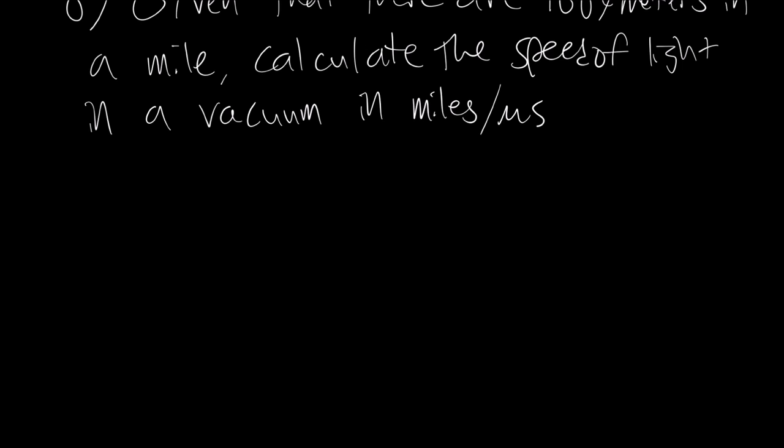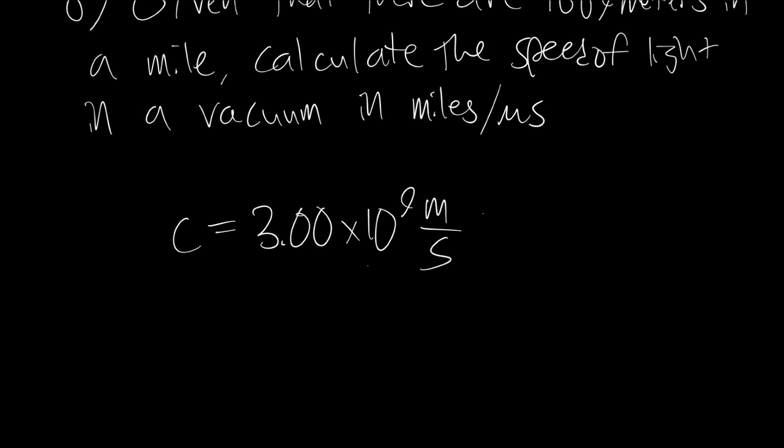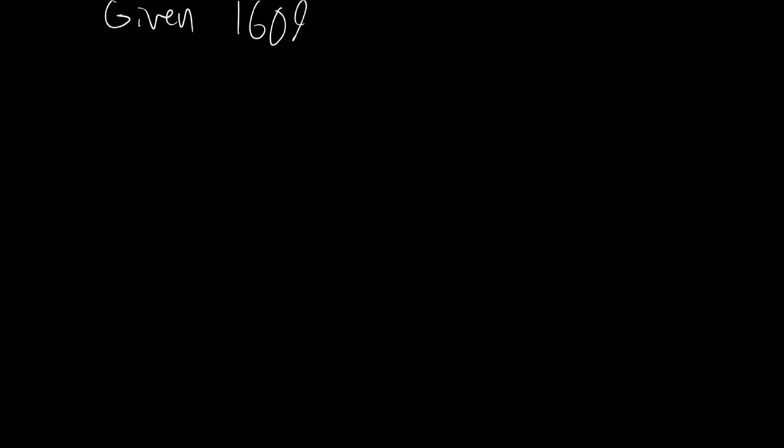Now before we start, we need to know the speed of light. This is something you'll pick up in physics, but if you haven't yet, it's really simple. The speed of light in a vacuum is 3.00 times 10 to the 9th meters per second. So how on earth do we convert this to miles per microsecond? Well, we're given that there are 1,609 meters in a mile, but your professor might not be this nice.